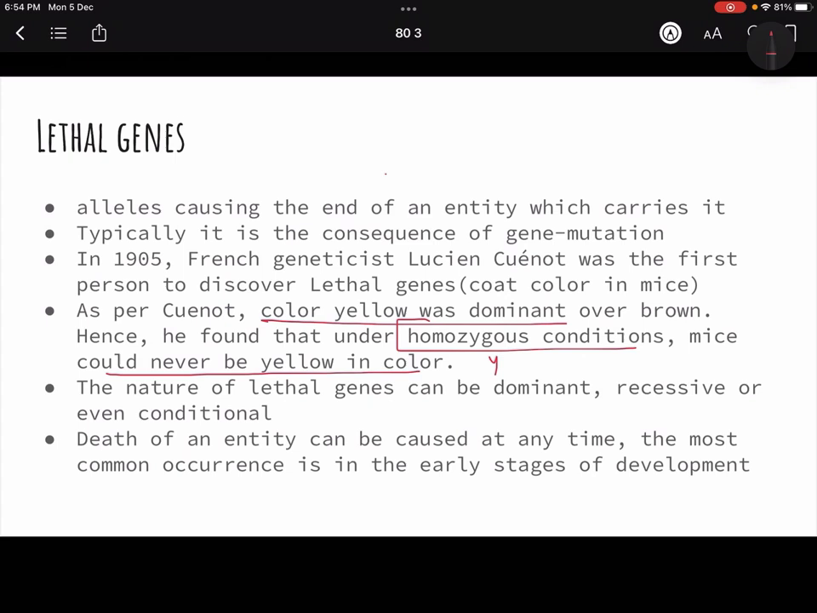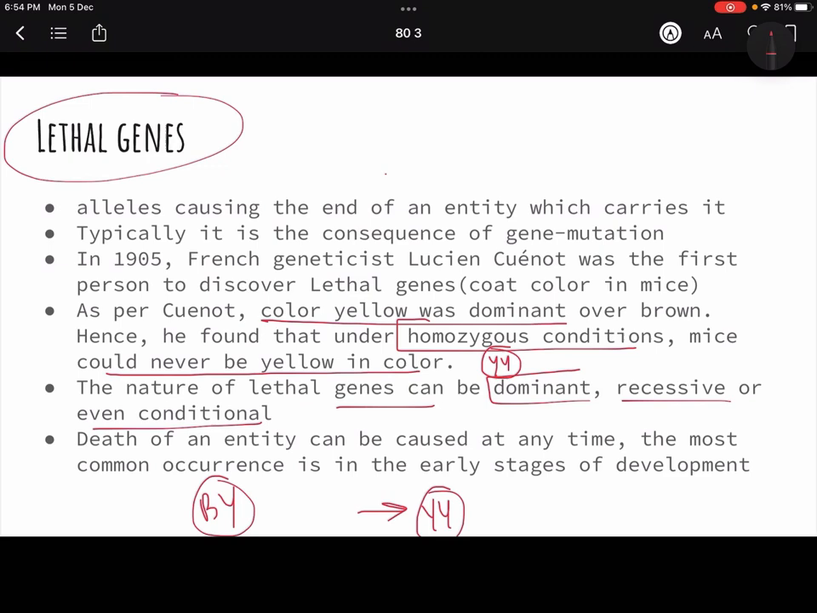Because in YY, pure Y, it was becoming lethal. But in BY, it was surviving. Okay? That means whenever it attained the homozygous condition, it became a lethal gene. What is a lethal gene? It causes death of the person possessing that gene. So lethal genes can be dominant, they can be recessive or even conditional.